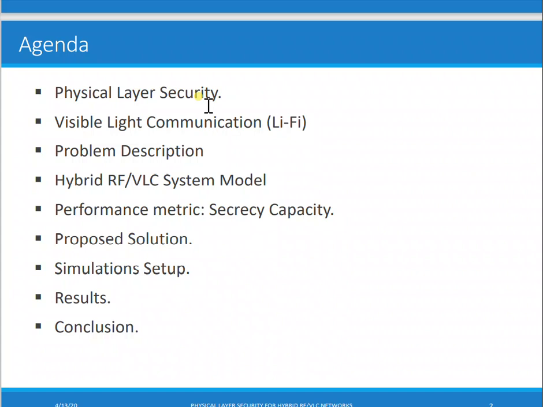And then we will be introduced to visible light communications, which is Li-Fi. And then we will discuss a problem definition and a hybrid radio frequency and visible light communication system model. The performance metric used to identify the performance is secrecy capacity. So we test the security of the visible light communication and radio frequency hybrid system, and then we will propose a solution, and then the experimental setup and results and conclusions.